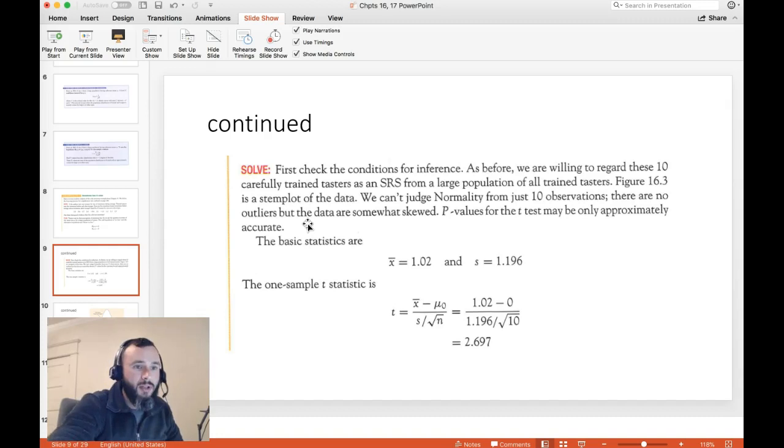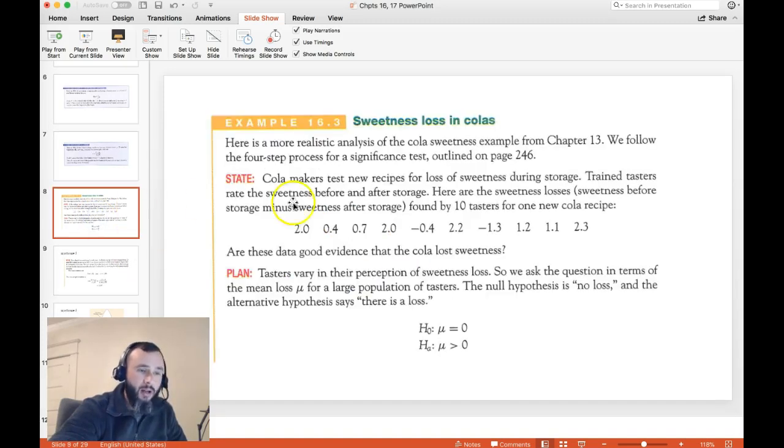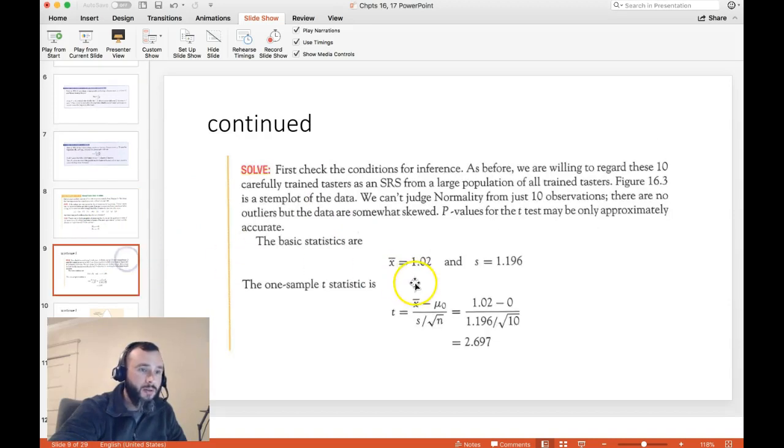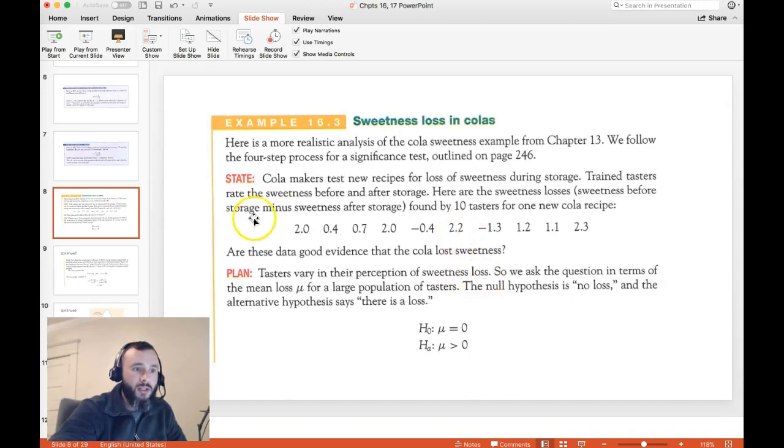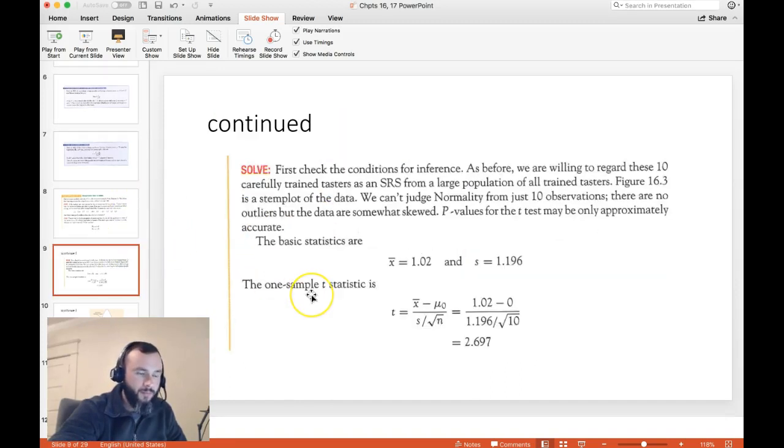That is what skewed means. So because of this, we don't know normality exactly. P-values for the t-test may only be approximately accurate. The basic statistics, when we just calculate this from the data that we got from these 10 tasters, are x-bar is 1.02 and s is 1.196. Again, this is the mean and the standard deviation for these 10 data points.